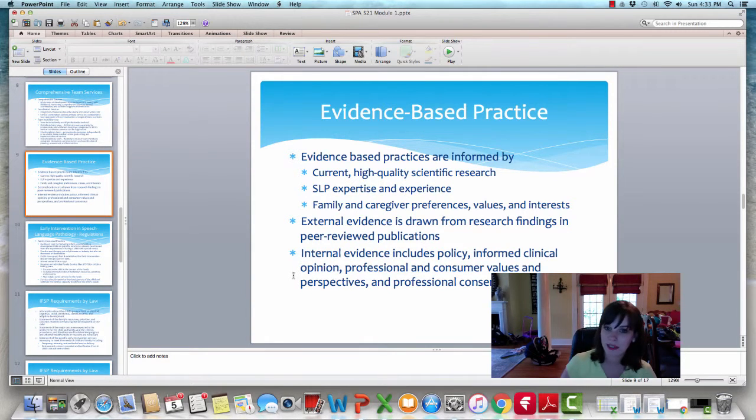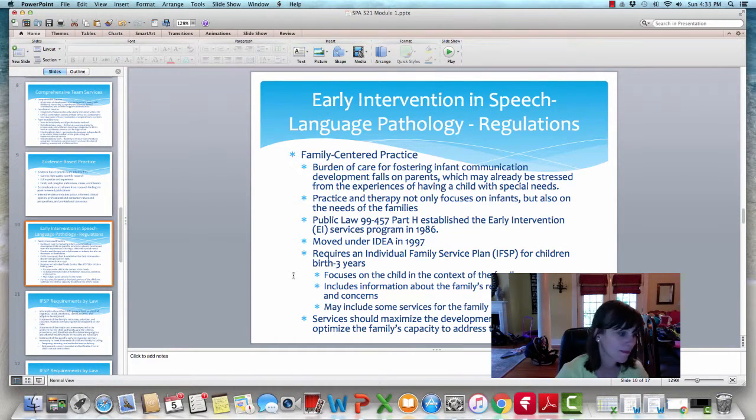So external evidence is the peer-reviewed journal research findings. Internal evidence includes policy, informed clinical opinion, professional and consumer values and perspectives, and professional consensus. So that was the gist of the Paul and Roth article.